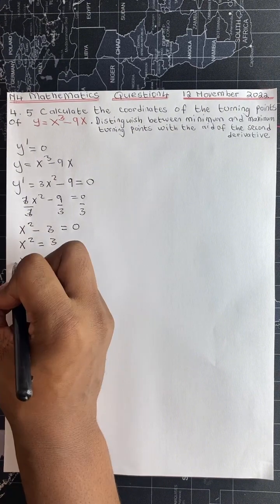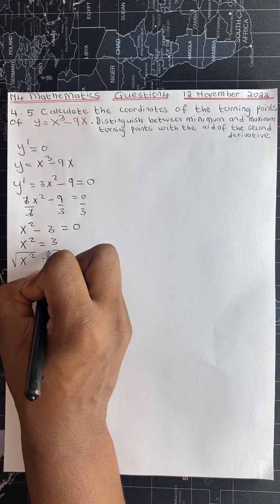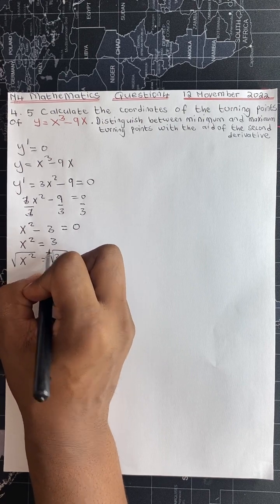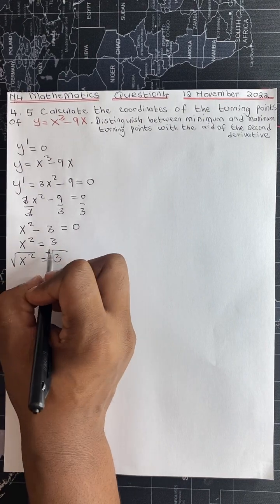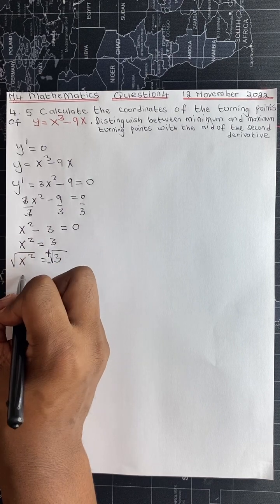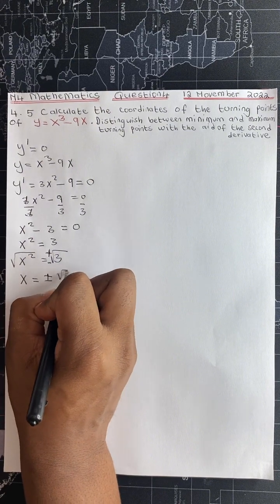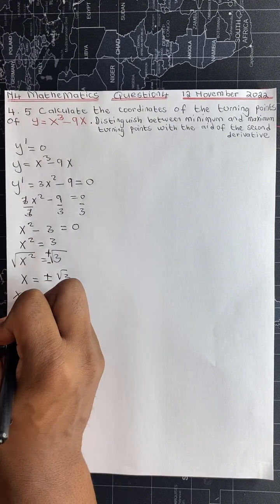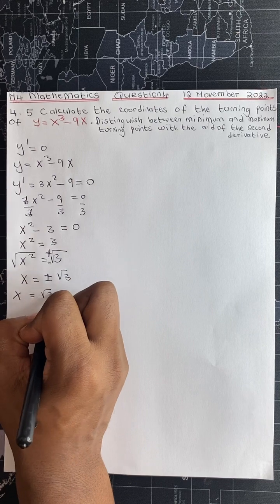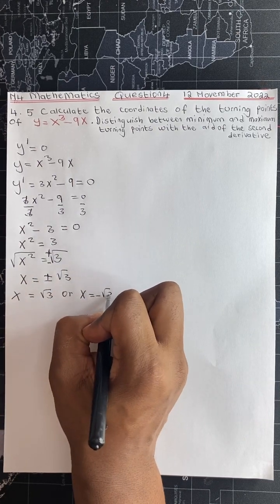So let's solve for x by introducing the square root to both sides. What you do on the right, you also do on the left. And when you introduce the square root, you have to include the plus or minus. So that square root will cancel out with that square. So x will be equal to plus or minus the square root of 3, which we can write as x is equal to the square root of 3, or x is equal to negative the square root of 3.